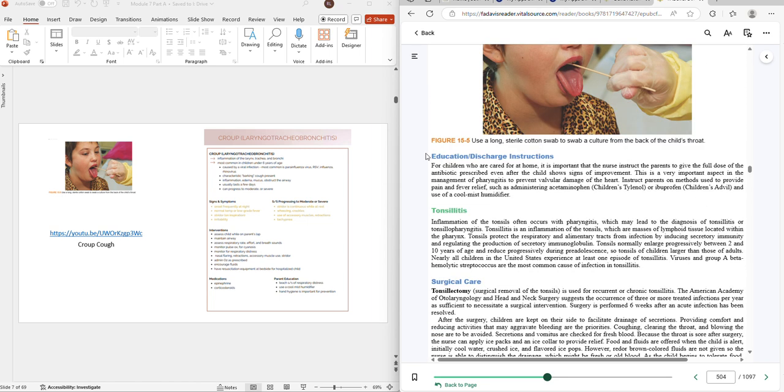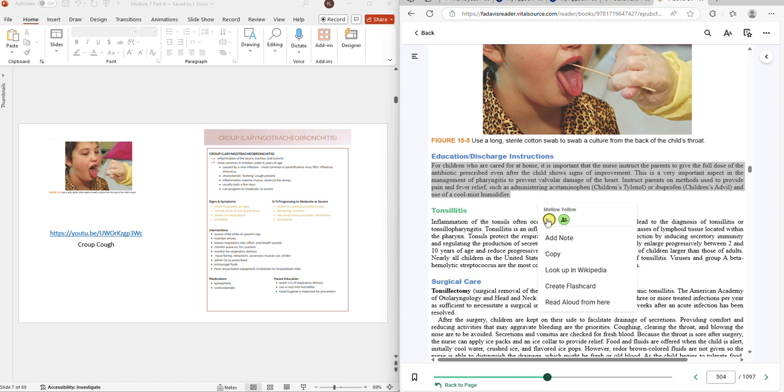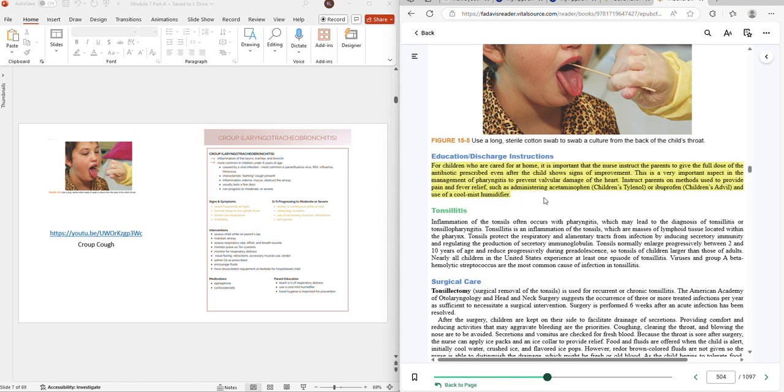Let's go back up here. With that pharyngitis, make sure you're educating them, okay? Educate them on what to do. This is a wink and lollipop. So make sure they get that full dose of antibiotics. Not when they start feeling better do they stop it, but they must finish it.